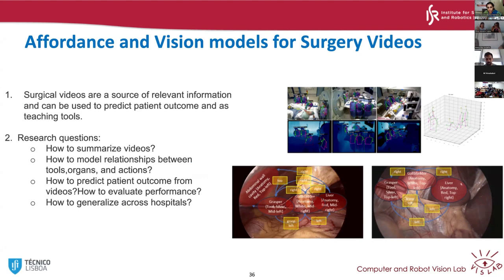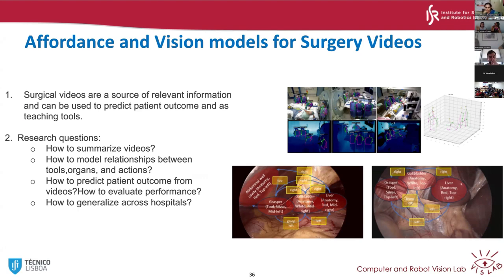And for this, we need to answer different research questions. So how can we summarize these videos into the relevant content? Because some of these surgeries can take, for example, up to 2 hours, and we have a frame rate of 25 frames per second. So a very high load of information.